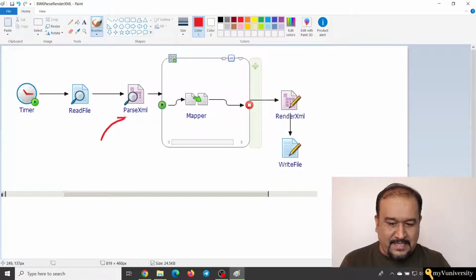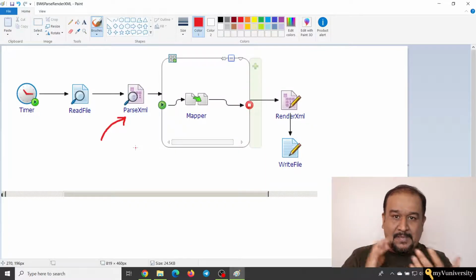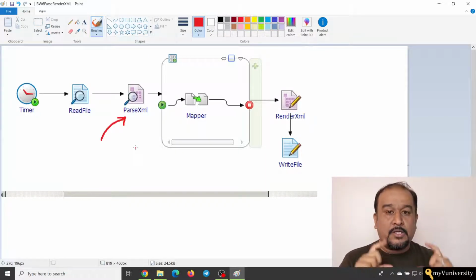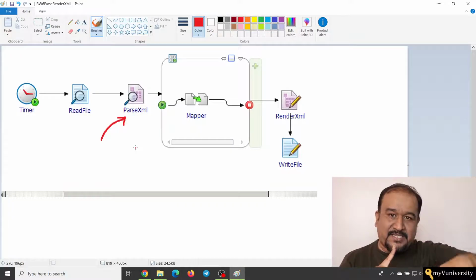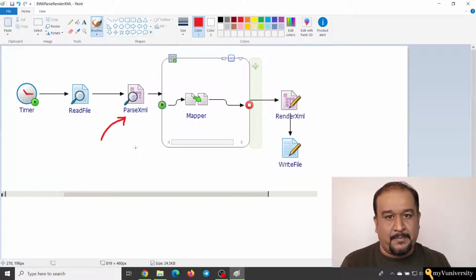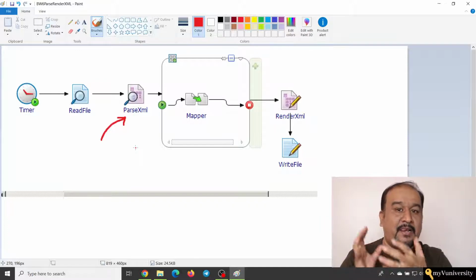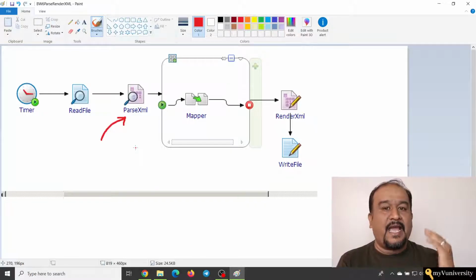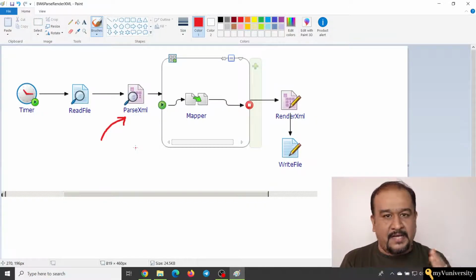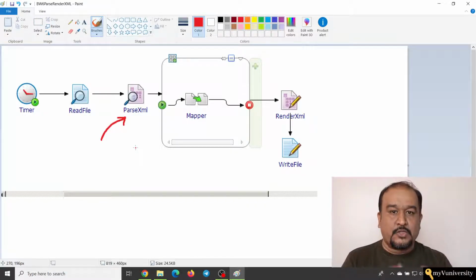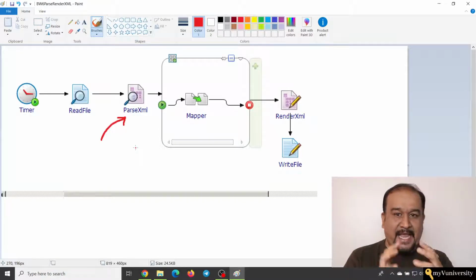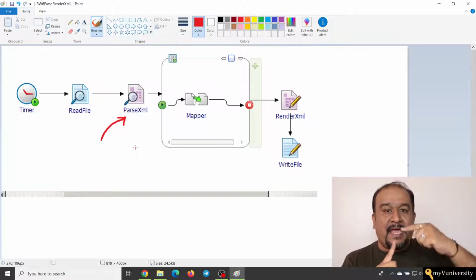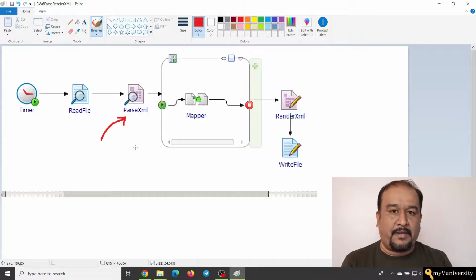So you can see in this example, XML is coming as the input. So your project should understand the structure of that XML. So whenever you are actually using Parse XML, you are reading that. So parse means read and render means write. Understand it simply. So Parse XML is actually getting that XML and it understands the XML.